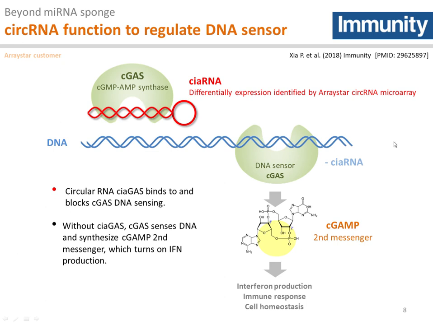Without the circRNA, cGAS senses DNA to generate the secondary messenger, cyclic GAMP, which activates the production of interferon. Thus, the circRNA is a potent suppressor of cGAS-mediated DNA sensing, cell homeostasis, and autoimmune response.